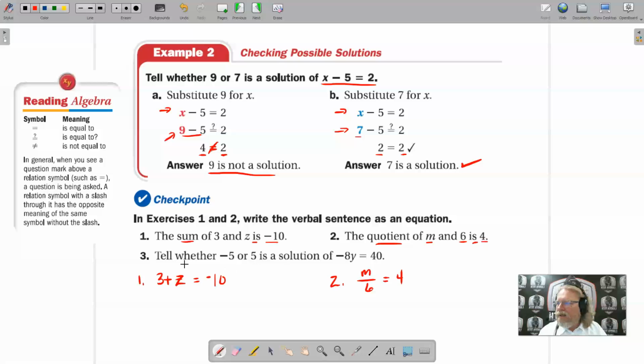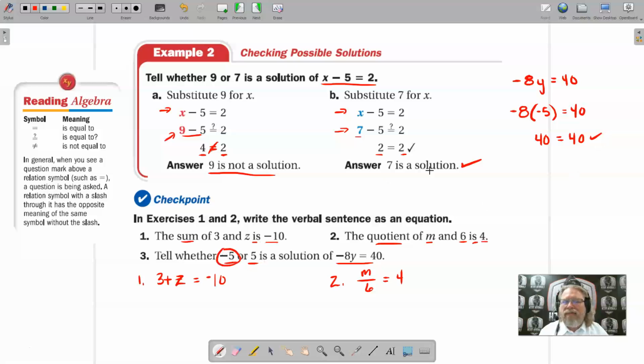So tell whether negative 5 or 5 is a solution of negative 8 y equals 40. Negative 8 y equals 40. So let's do negative 8 times, and we'll substitute in negative 5, equals 40. Negative times negative is positive. 8 times 5 is 40. 40 equals 40. Indeed it does. That checks out. So negative 5 is a solution.